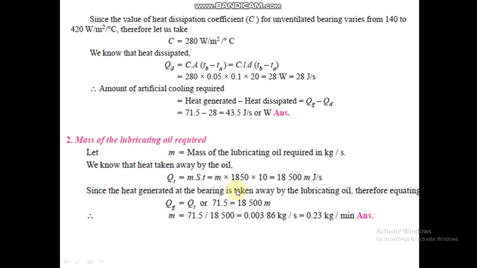So this completes your numericals on sliding contact bearing. In the upcoming lectures, we will discuss rolling contact bearings.